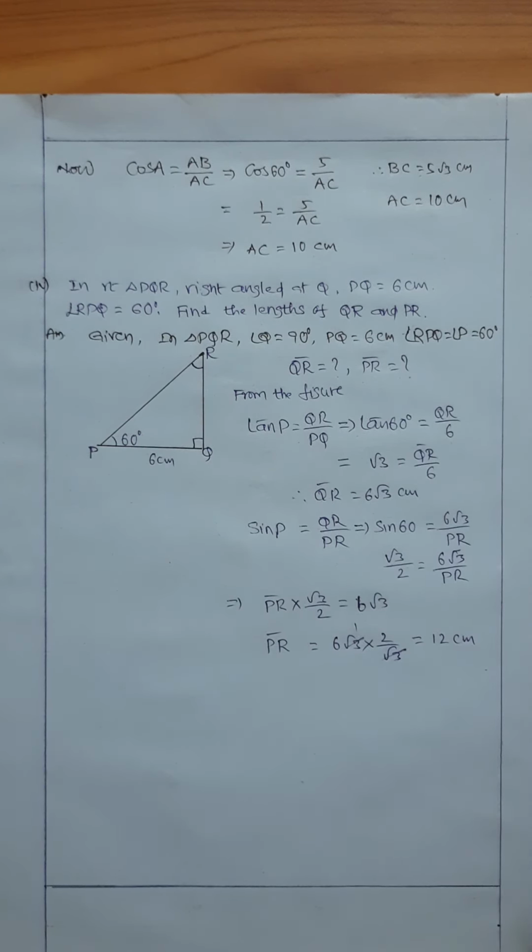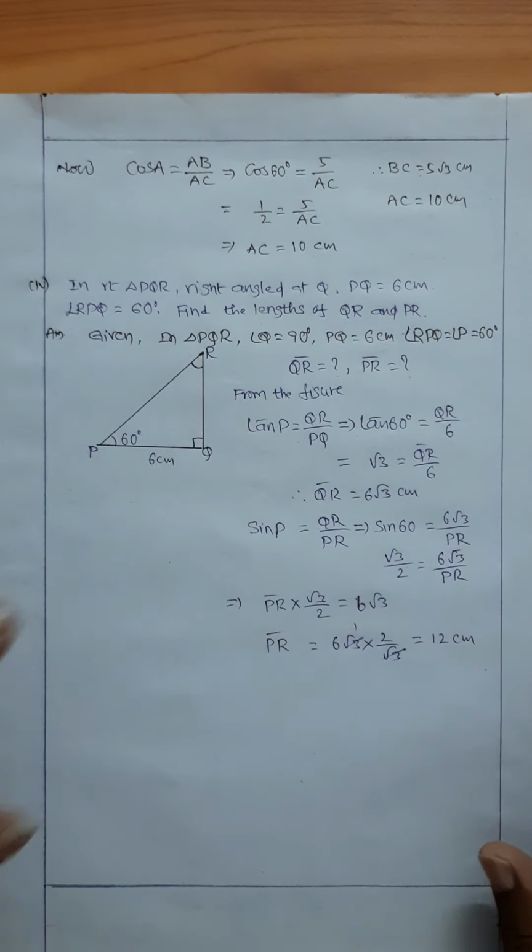Now we want AC. How do you get AC? To find AC, you can involve the side AB and AC. Then therefore we can call the trigonometric ratio cos A. Cos A is equal to adjacent side AB by AC.